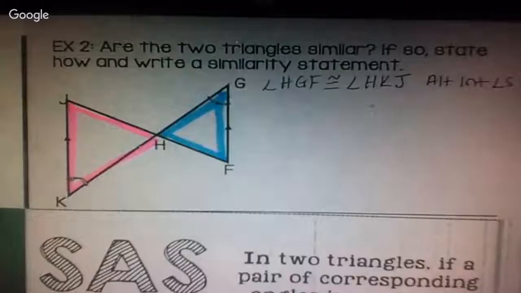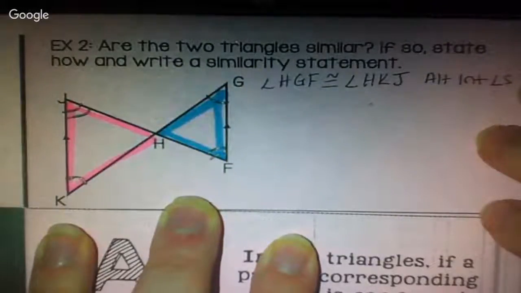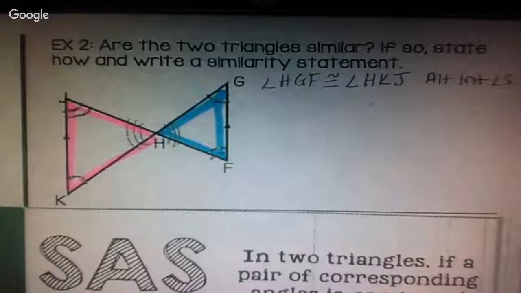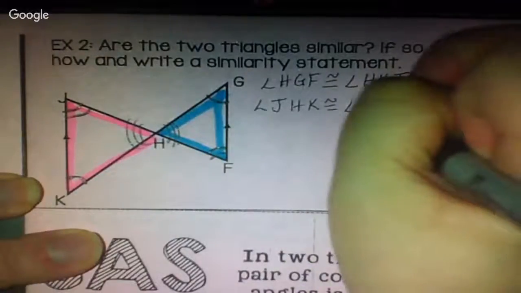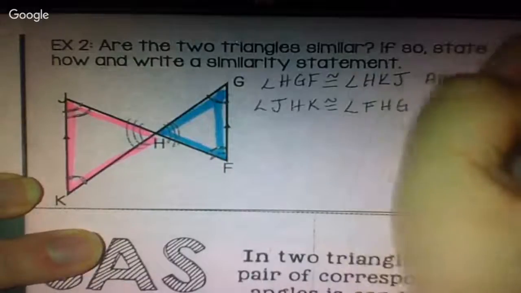Okay. Well, if that's the case, I can also say the same thing about J and F. Or I can do vertical angles here and here. Did I have to prove all three of them? No. But can I? Sure. As long as you've got two pieces of information, you're good. So I can say that angle JHK is congruent to angle FHG, and these are vertical.